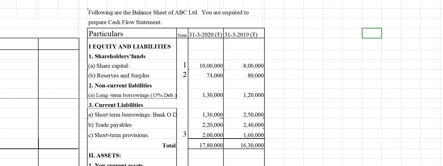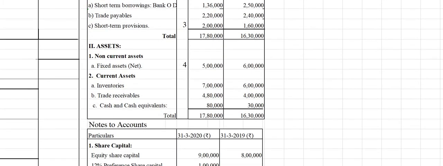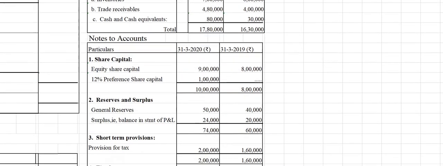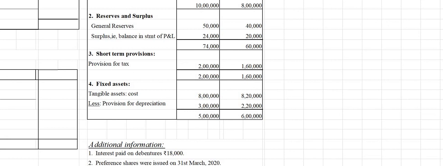Then short-term provisions are given, their notes to account is given. And below that you can see various assets, non-current assets are there, fixed assets, net value is given, that means after deducting depreciation its note to account is given, we will see that. Then current assets and cash equivalent also is given. So here notes to accounts also there for various things, and additional information is given here.